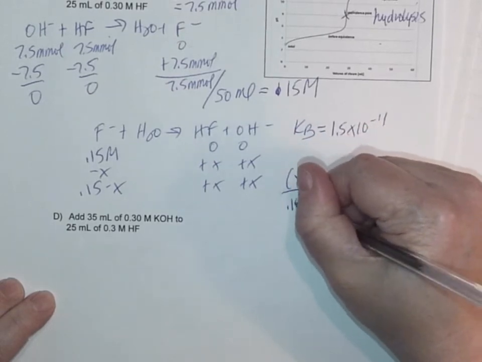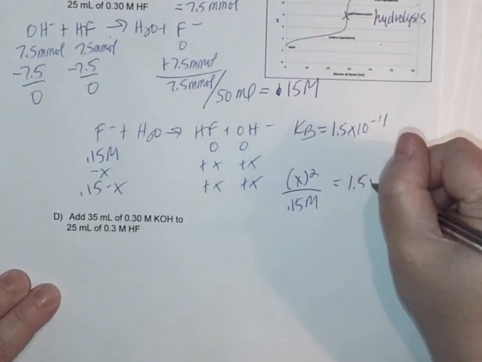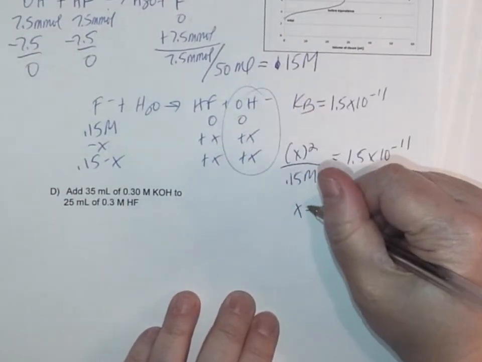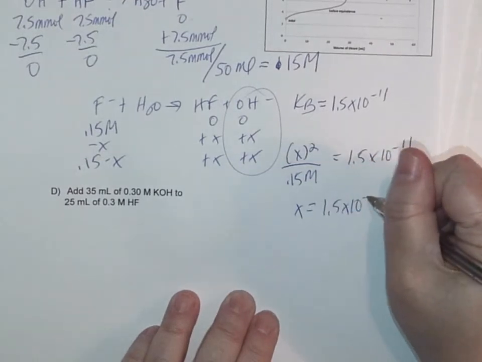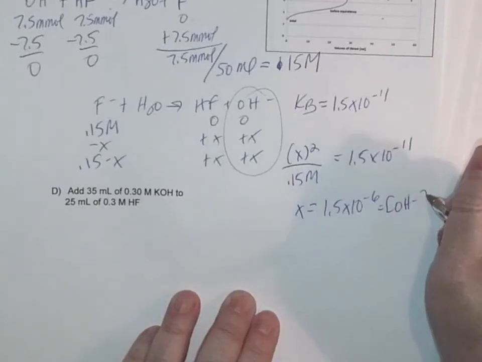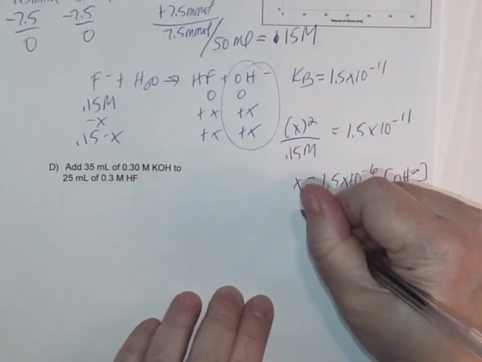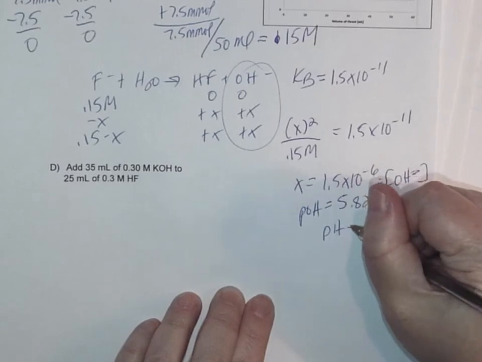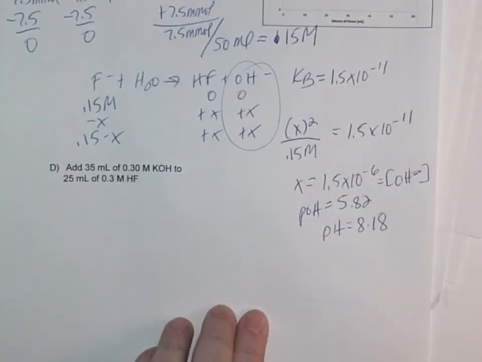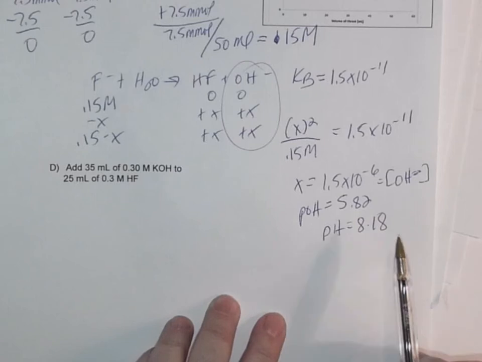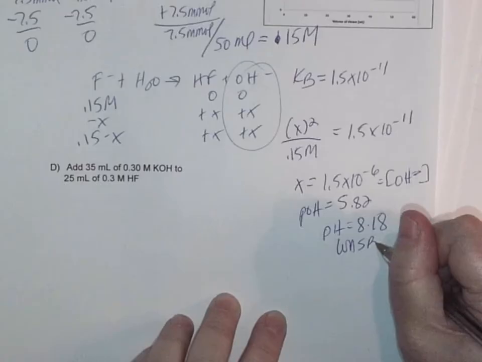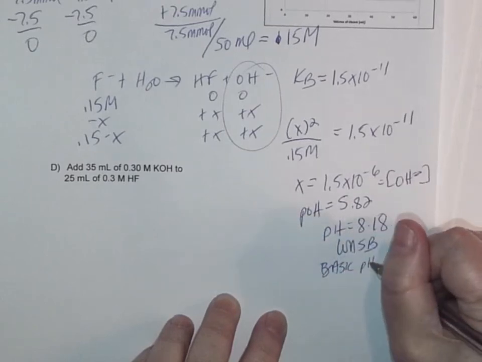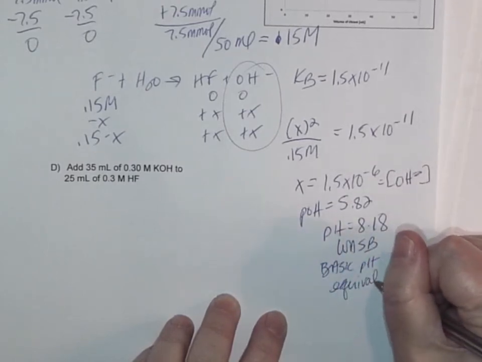So it's x squared over 0.15 molar is 1.5 times 10 to the negative 11. Keep track of what your x is going to tell you, because my x of 1.5 times 10 to the negative 6 is a hydroxide ion concentration. So again, I have to find the pOH before I can find the pH. And that's interesting because, again, we're at the equivalence point. We're in a weak acid, strong base titration curve. This has a basic pH equivalence point.